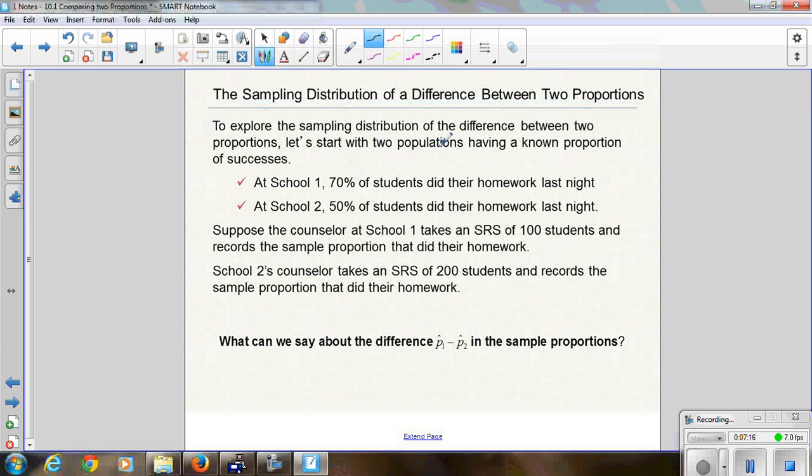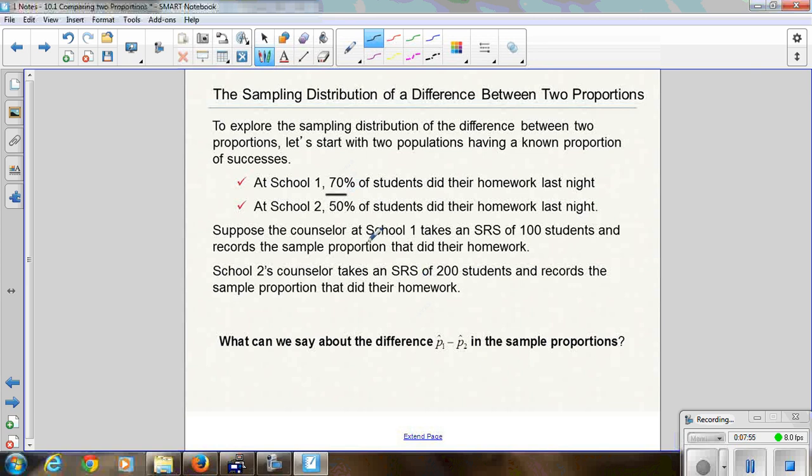If we wanted to explore the sampling distribution of the difference between two proportions, let's start with two populations that we already know about. Suppose we have a school where 70% of the students did their homework last night, and another school, school 2, where only 50% of the students did their homework last night. Since we're dealing with a sample proportion, all we need to know is the size of the sample, and then we can determine the sampling distribution. Remember, the mean of the sampling distribution is just the proportion, and the standard deviation is the square root of P times 1 minus P over N.